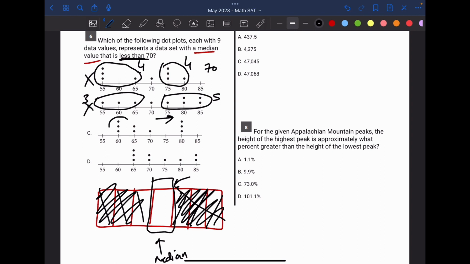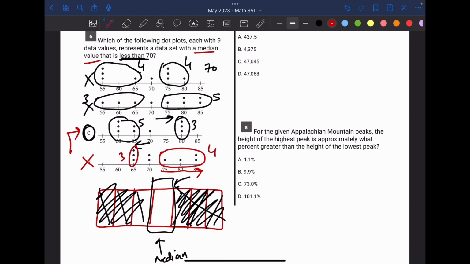Part C, we have 5 dots on the left and 3 dots on the right. That means it's going to be pushed to the left since we have more dots on the left, and that means the median is going to be less than 70. So this has to be the correct answer. And just to make sure it is correct, we're going to check D. So we have 3 dots on the left, and we have 4 dots on the right. Since we have more on the right, it's going to be pushed to the right. That means this is going to be more than 70, which is wrong. So the answer must be C.